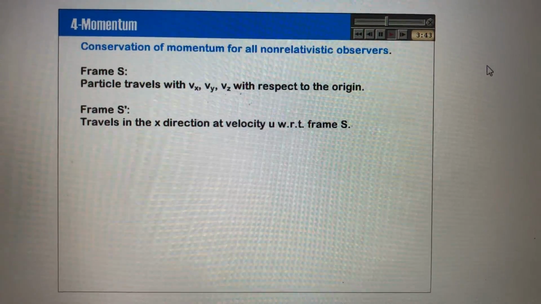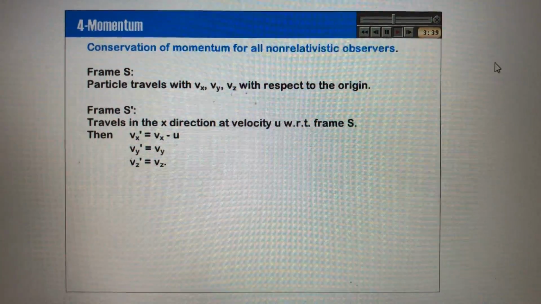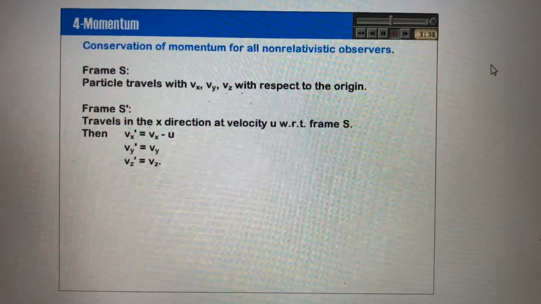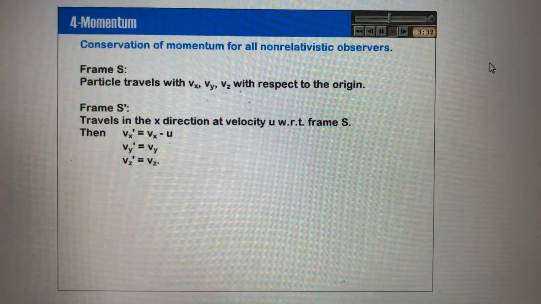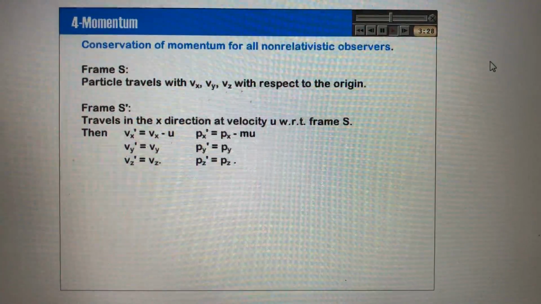Then we have that v_x prime is equal to v_x minus u, v_y prime is equal to v_y, and v_z prime is equal to v_z. This is just the Galilean transformation for these velocities. And the 3-momentum will transform as follows: p_x prime is equal to p_x minus m u, p_y prime is equal to p_y, and so on.